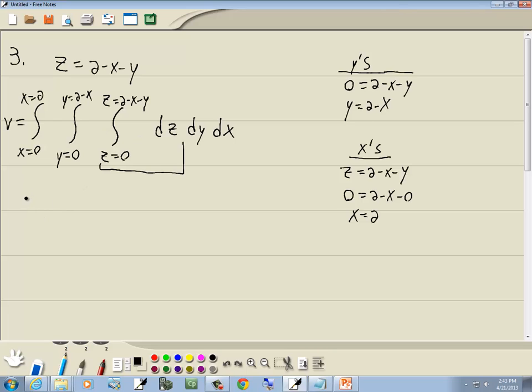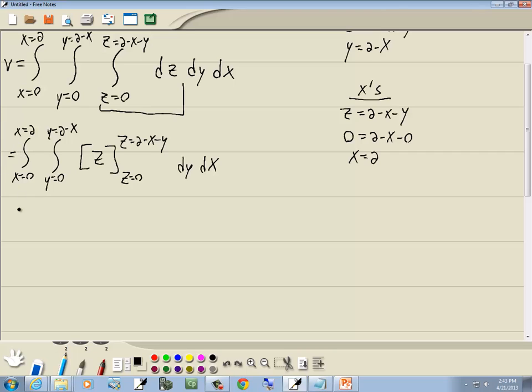So work with the inner integral first. This is like an invisible 1 here. So we integrate with respect to z, then it just becomes z, from z equals 0 to z equals 2 minus x minus y, dy dx. Now we'll plug those values in. So x equals 0 to x equals 2, y equals 0 to y equals 2 minus x. We'll first plug in 2 minus x minus y for z. So we got 2 minus x minus y minus, and then we'll put 0 in for z, dy dx.